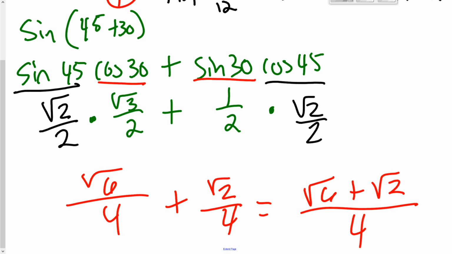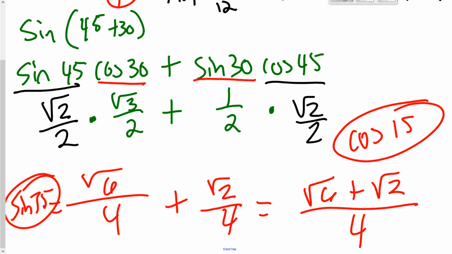So that was equal to sine of 75. Well, that was exactly like cosine of 15. Why? Because cosine of 15 and sine of 75 are cofunctions, because 15 plus 75 is 90. One's cosine, one's sine. Okay. So now I'll do this one with tangent.